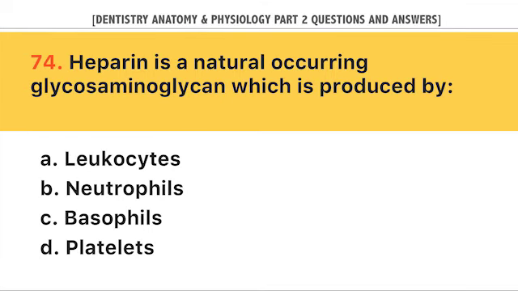Heparin is a naturally occurring glycosaminoglycan which is produced by: A. Leukocytes, B. Neutrophils, C. Basophils, D. Platelets.